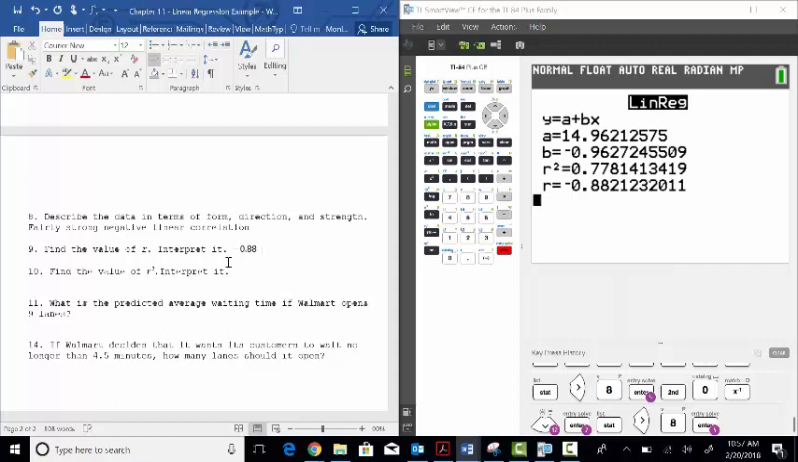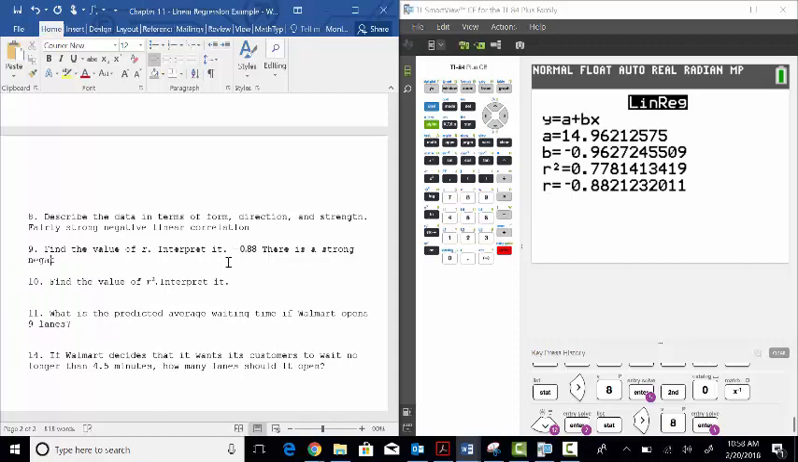And what does that mean? Well, it means that there is a strong negative correlation between the variables. All right, so again, negative 0.88 is our R. And that tells me that there's a negative strong. It's negative because the actual sign is negative, and it's fairly strong because it's close to 1, or in this case, close to negative 1.